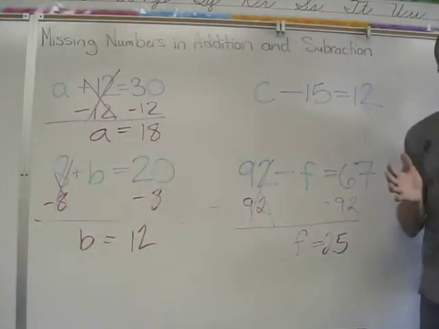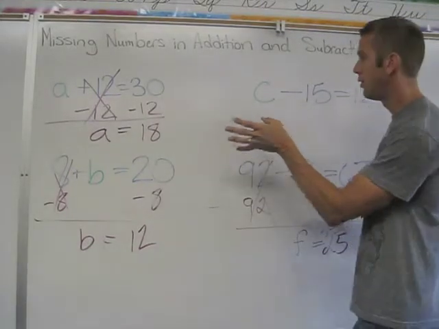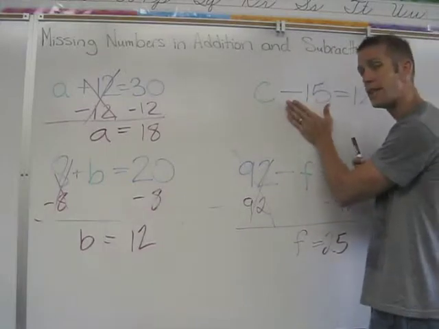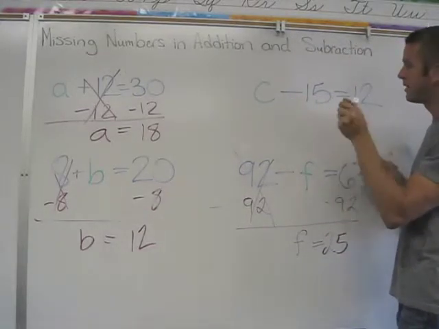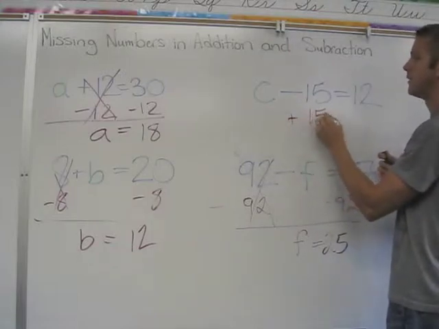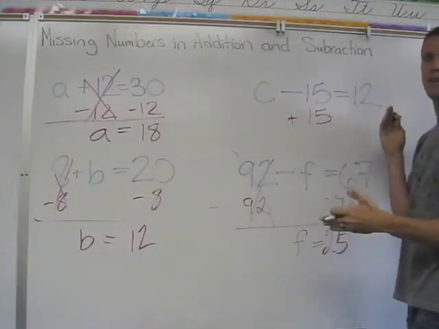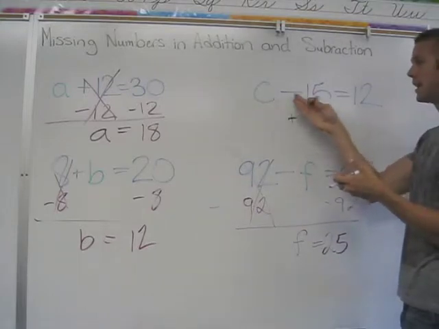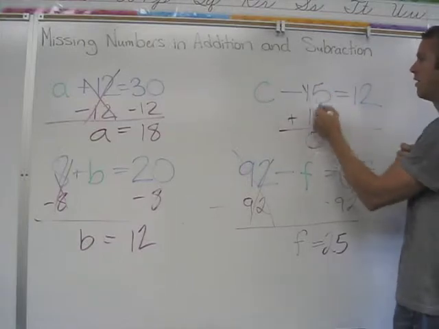And how about that one that's a little different sometimes? C is not alone. It's not by itself, right? So we want to get it by itself. We will go ahead and do the opposite to get rid of the 15. It says minus 15. To cancel that out, we would have to add 15, right? Minus 15, add 15, you're back to nothing. You owed someone 15, you gave them 15, you're back to 0. So those are crossed out.